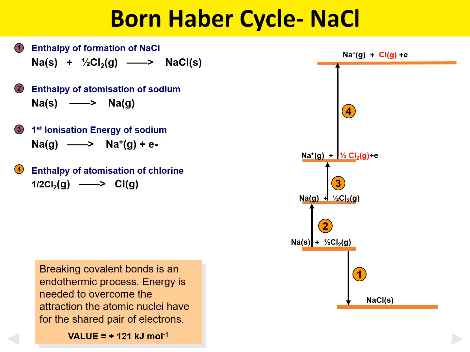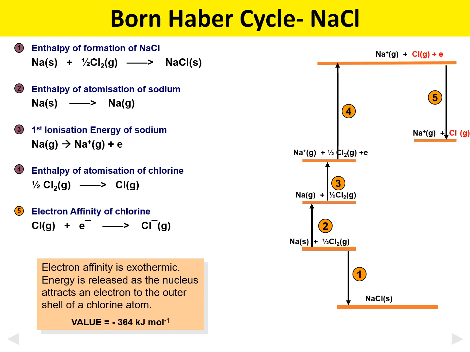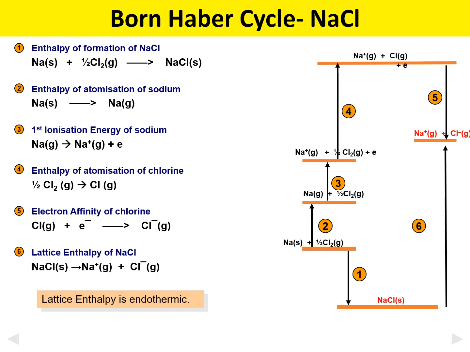We are going to atomize our chlorine to produce chlorine atoms, and then we are going to add an electron to the chlorine atoms. Once we add the electron to the chlorine atom, we have formed a chloride ion. This is the electron affinity of chlorine and is an exothermic process, so the arrow is going down. The final stage is where we put in our arrow for lattice enthalpy, and that is where we start with the sodium chloride in the solid state and we put in energy to form the sodium and the chloride ions in the gaseous state. Our Born-Haber cycle is now complete.